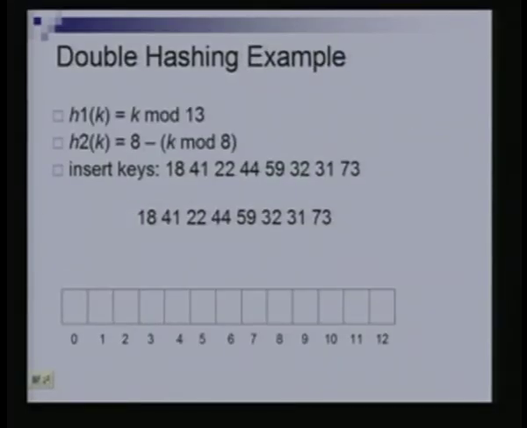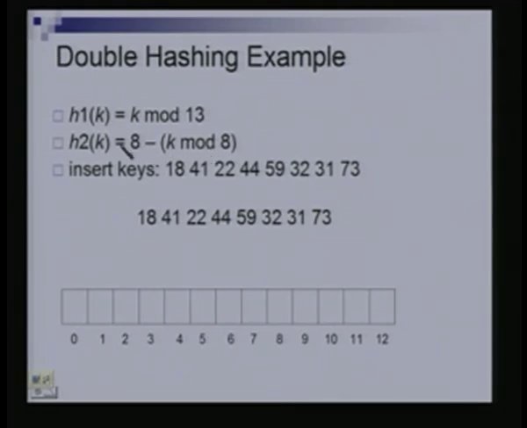So we'll see an example. I have two hash functions h1 and h2. h1 is the same as before, k mod 13. The elements are also the same as before. We have a table of size 13. h2(k) is my second hash function and is 8 minus k mod 8.